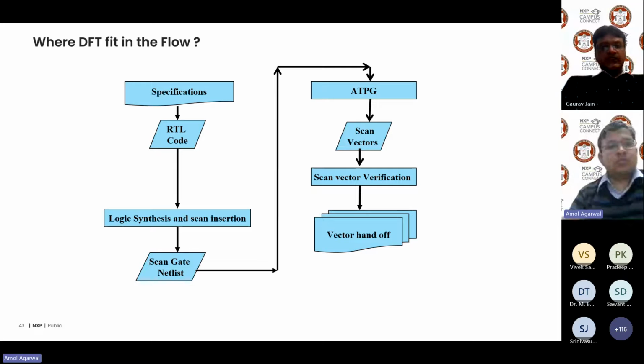So how does DFT fit in the flow? Once we have the specification and the RTL code available, that gets synthesized, and we have the scan insertion on that netlist. On the scan-inserted netlist, the ATPG, a standard tool available from EDA vendors, the automatic test pattern generator, is used to generate the patterns, and those patterns are verified at the RTL level or in simulation to make sure they are working fine, and we are able to get the coverage that is claimed for that particular SoC. The same vectors also get handed over to the test engineer, so that once the silicon comes, those vectors are also passed on the silicon to make sure that the silicon is functional enough.